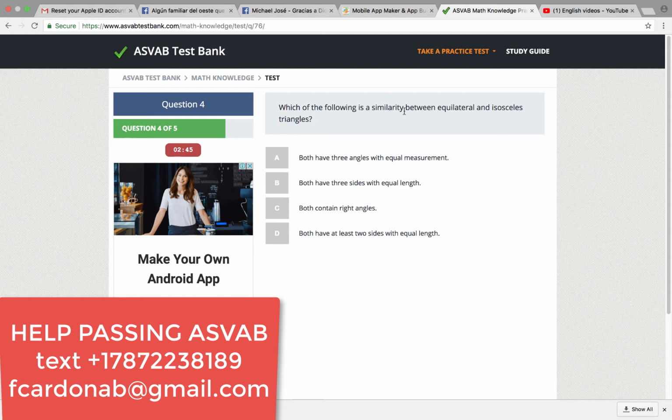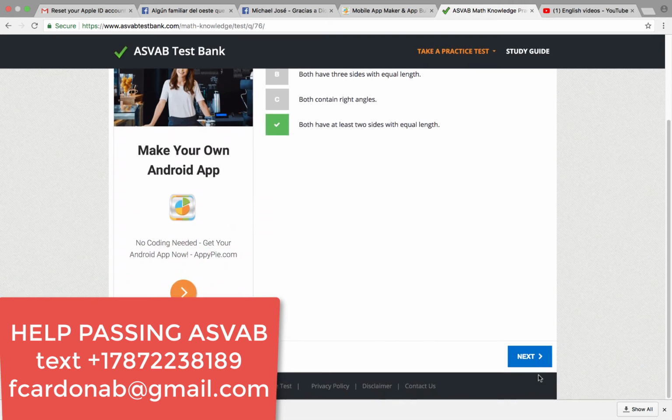Which of the following is a similarity between equilateral and isosceles triangles? Equilateral have all the sides the same. Isosceles has 2 sides the same. Both have 3 angles with equal measurements? No. Both have 3 sides with equal length? No. Both contain right angles? Not necessarily. Both have at least 2 sides with equal length. Oh, that's a Merry Christmas. That's an easy one. Okay, this is the last one.